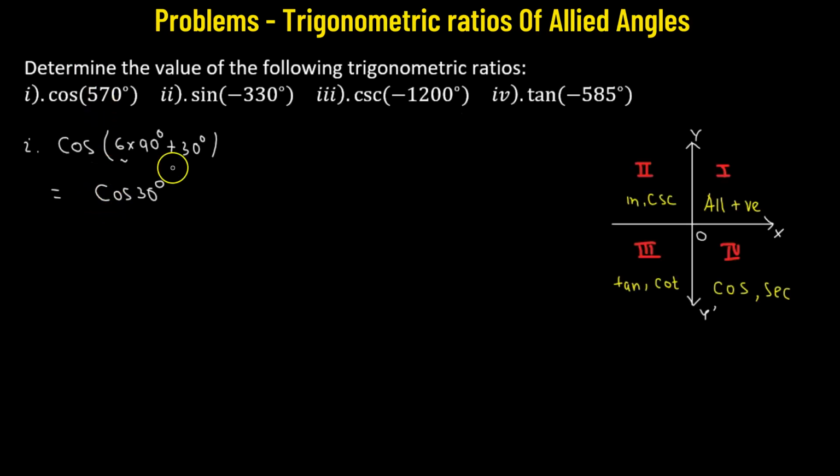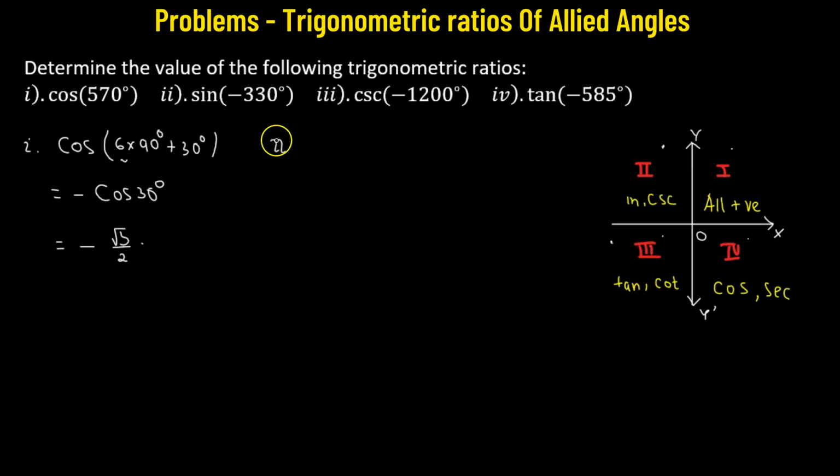Now for the sign, we'll have to go to a quadrant system. So let's do that. So here we have 6 times 90 degrees. So that means we are in the 1, 2, 3, 4, 5, 6. So we're in the second quadrant, but adding 30 degrees to it means we have moved to the third quadrant. So in the third quadrant, we know that the tangent and the cotangent are positive. Everything else is negative. So we'll get negative cosine of 30 degrees. The cosine of 30 degrees is simply square root of 3 over 2. Our final answer will be negative square root of 3 over 2.